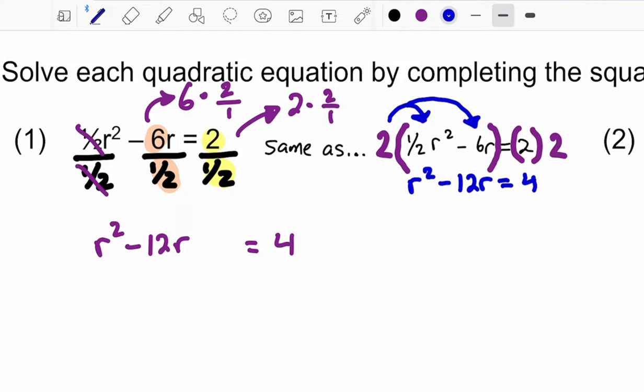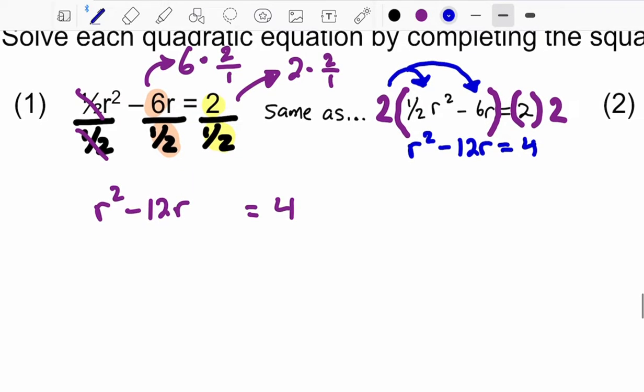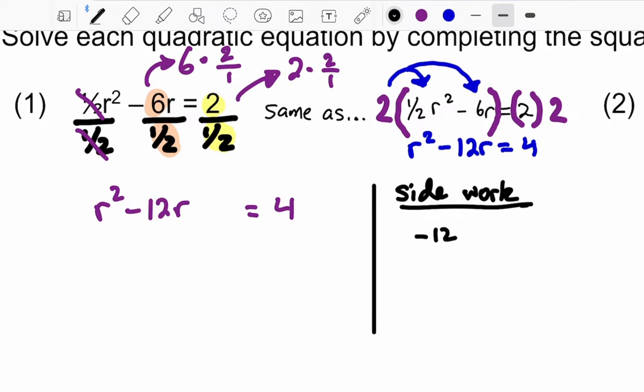All right? So for my side work here, I would take my b value, and hopefully, we've done a fair amount of practice with completing the square by now. Hopefully we're moving closer and closer to being able to do this step in your heads. All right? But if not, we do our side work. We take that b value, -12, we chop it in half and square it. So that's the same as -6 squared, which is 36.